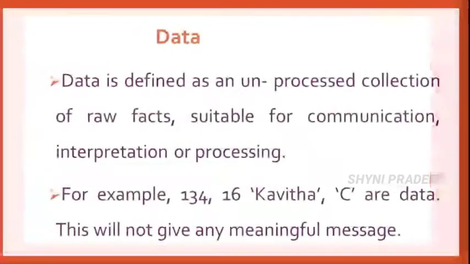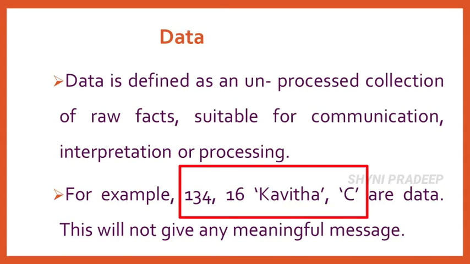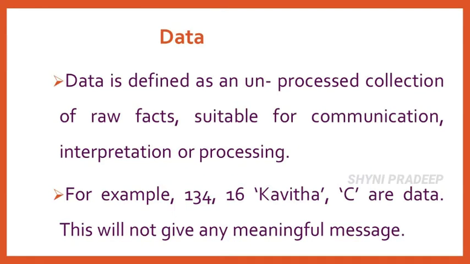Next let us see what is data. What is data? Data is defined as an unprocessed collection of raw facts suitable for communication, interpretation or processing. For example, details of a person are given, which means 134, 16, Kavita, C are the data. Okay. Which means your roll number, your age, your name, your grade is called data, raw facts. Okay. This will not give any meaningful message.